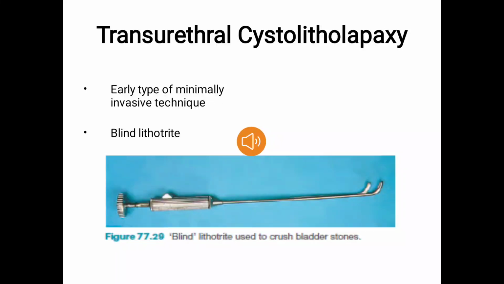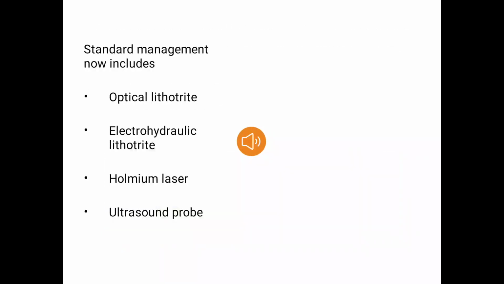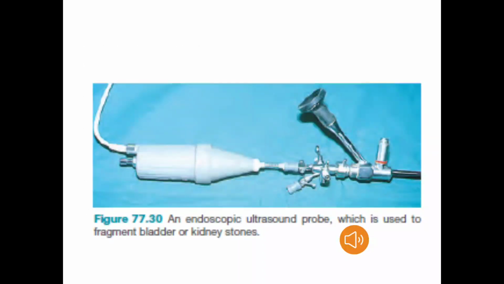In earlier days, a blind lithotrite was used to crush the bladder stones. The standard management at present includes breaking the stone using optical lithotrite or electrohydraulic lithotrite or holmium laser or ultrasound probe. So in this diagram, you can see the cystoscope attached with ultrasonic probe.